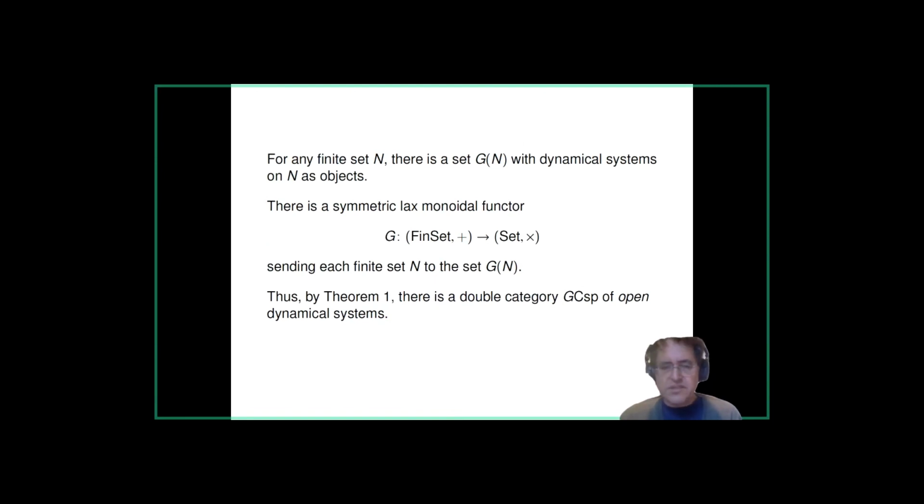Similarly, for dynamical systems, for any finite set n, there's a set G of n with dynamical systems on n as its objects. And we can prove that this gives another lax monoidal functor in the same sort of way. And we get, oh, sorry, I said double category here. I should just say category. I was not trying to hit you with even more category theory, but a little bit of it snuck through because I didn't change all the words. But anyway, you get another symmetric monoidal category of open dynamical systems by the same theorem.